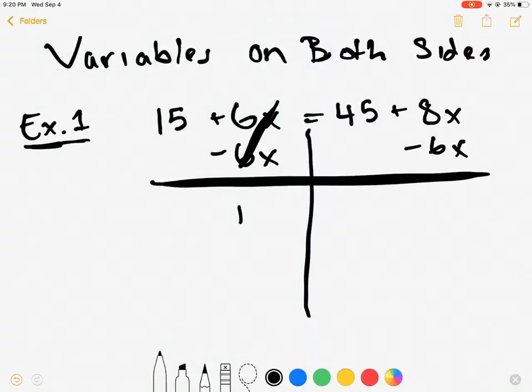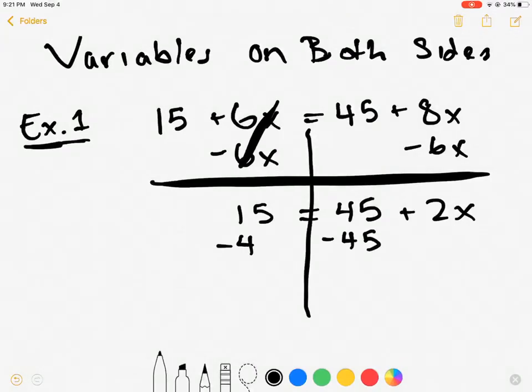After we've eliminated the variable on the left side, we're left with 15 is equal to 45 plus 2x. 8x minus 6x gives us that remaining positive 2x. Now you've just got a two-step equation like we've solved previously. Again, you're thinking about isolating your variable term, the 2x, and that means that the constant next to it on the right side, the positive 45, should be the next thing that we eliminate.